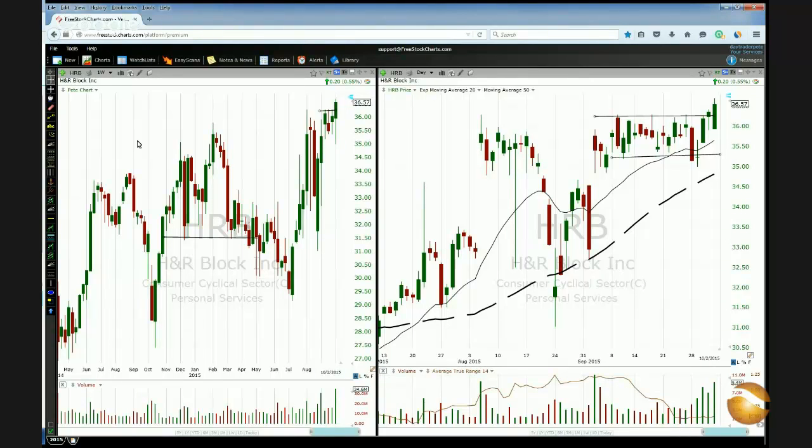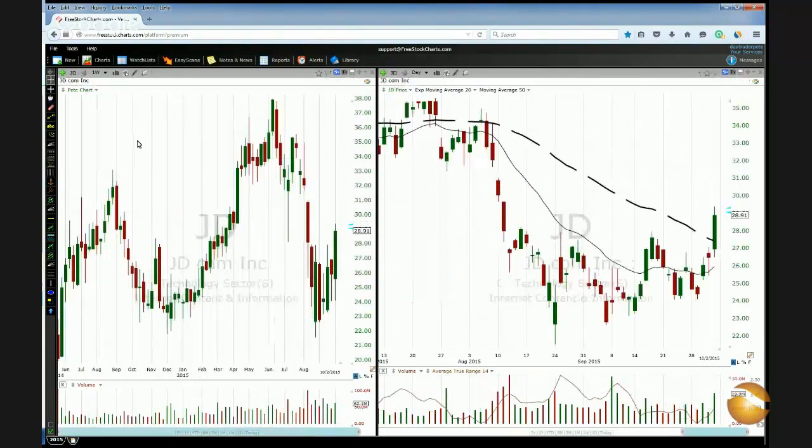All right, so in the same vein of what we were just talking about, JD. Very, very similar to what we were just looking at. Clearly in a downtrend, clearly the short-term price action, again, breaking out of a trading range, but also saying what Joan was just saying before, we made a new low, higher low, higher low, higher low, higher low. So definitely leaning towards breaking out to the upside.